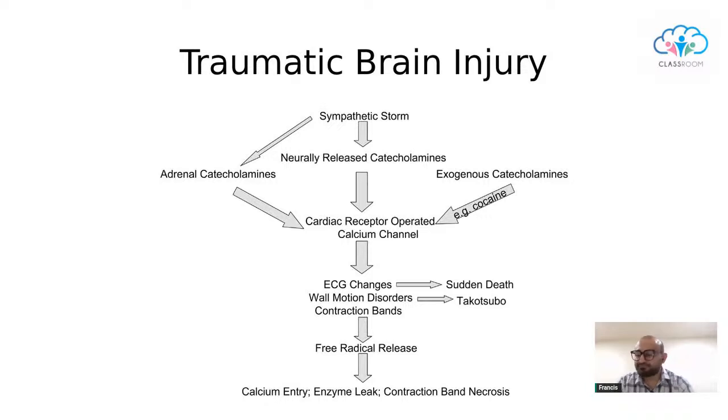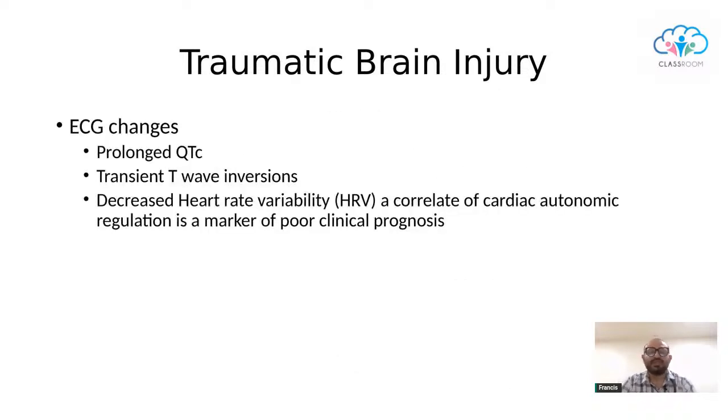there are various proposed pathophysiological phenomena that cause ECG changes. The most widely accepted one includes sympathetic storm causing catecholamine release from the adrenals, neurally and from exogenous catecholamines, which activate calcium channels and cause ECG changes, which can lead to severe cardiac death, and free radical release causing calcium entry, enzyme leak, and contraction necrosis.